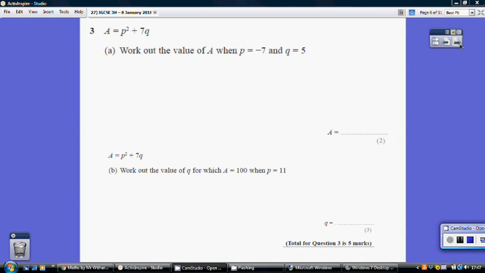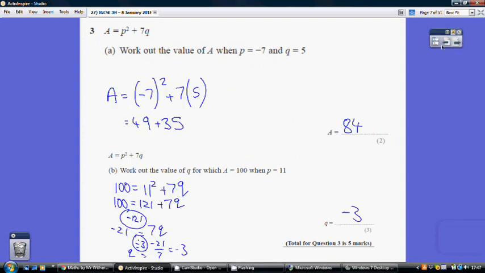Question 3. So a fairly straightforward substitution question. We've got to work out minus 7 squared plus 7 lots of 5. Now just be ever so careful with the squared. Minus 7 squared means minus 7 times minus 7, which is plus 49. If you don't remember to protect the minus by putting the minus 7 in a bracket before you square, your calculator will give you minus 49. So that's the catch on this question. Make sure the minus 7 is protected in brackets, giving us a final answer of 84.